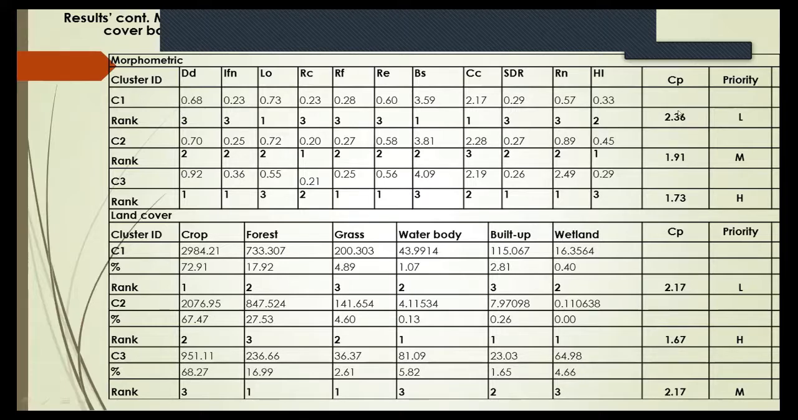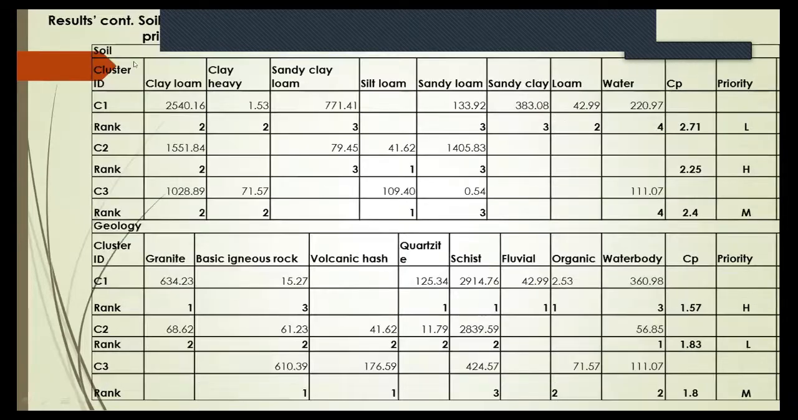while the sub-watersheds under cluster C1 were low priority. In terms of land cover, we found that sub-watersheds in C2 were high priority, and C1 and C3 got the same value. In terms of soil, we found that sub-watersheds under C2 have high priority because of the lowest CP value.